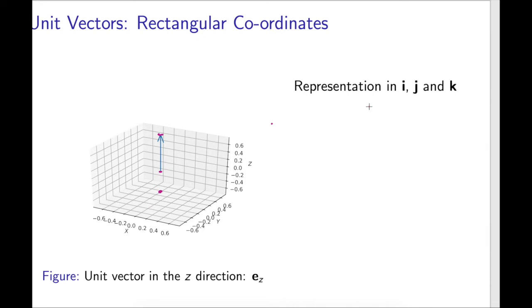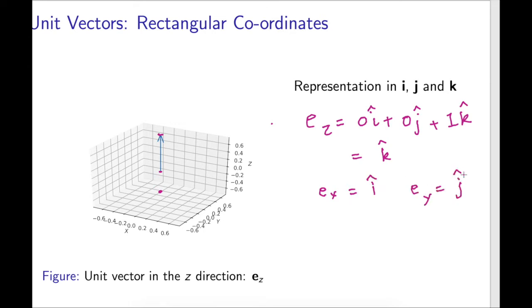So this means if we represent it in i, j and k, e of z is equal to 0 i plus 0 j plus 1 k, or we can just say k here. Similarly, e of x is equal to i, and e of y is equal to just j. So this is what it means: the direction is only in the kth direction and the magnitude is 1.